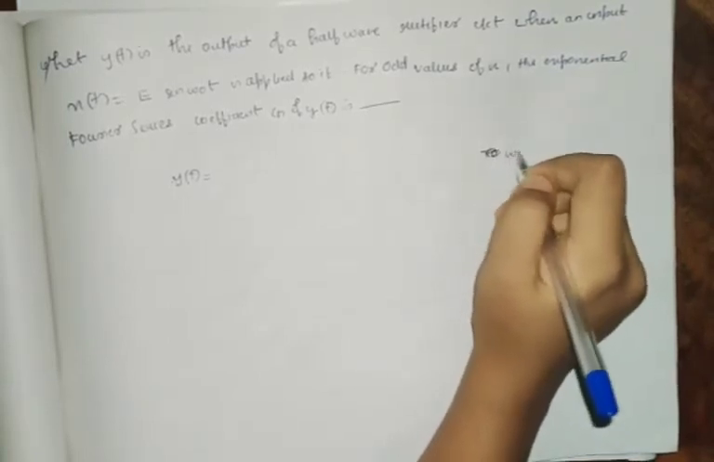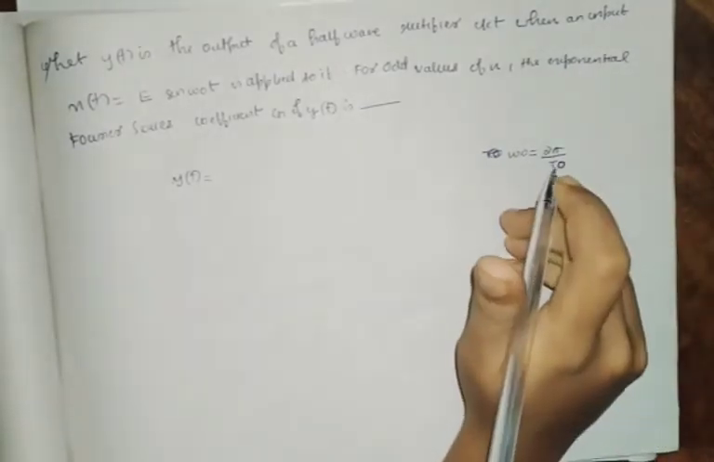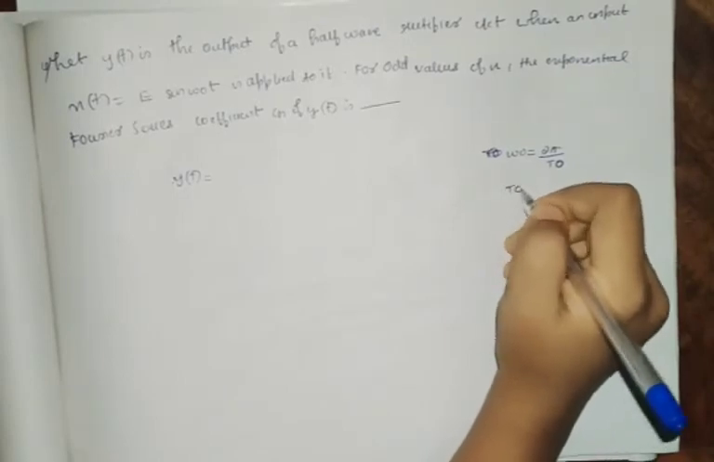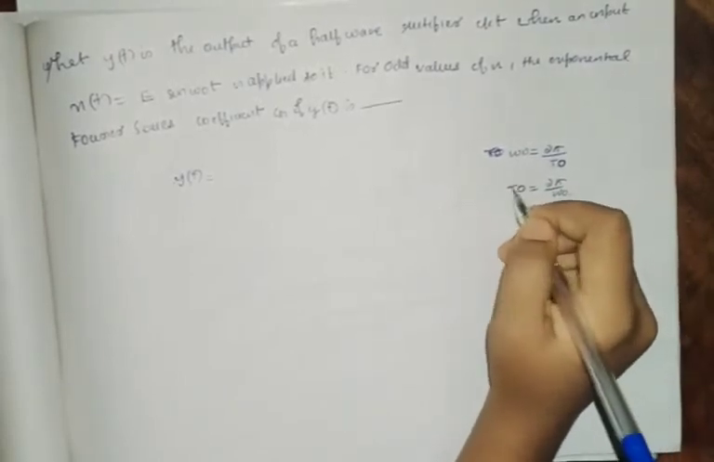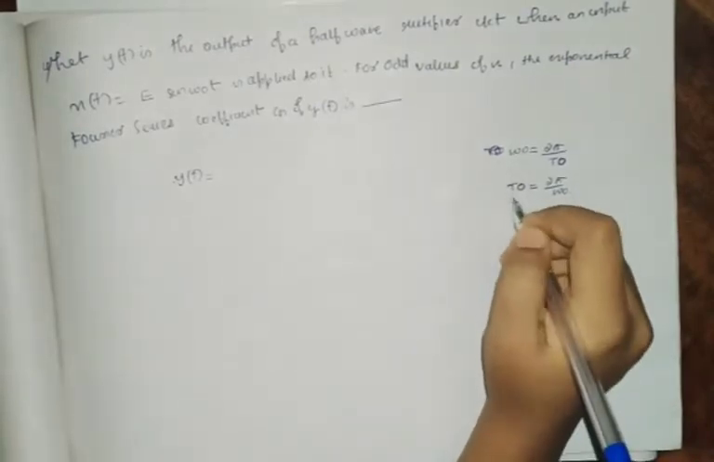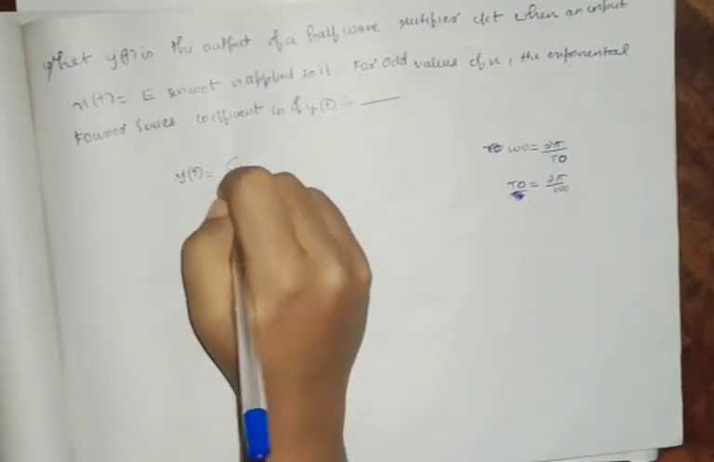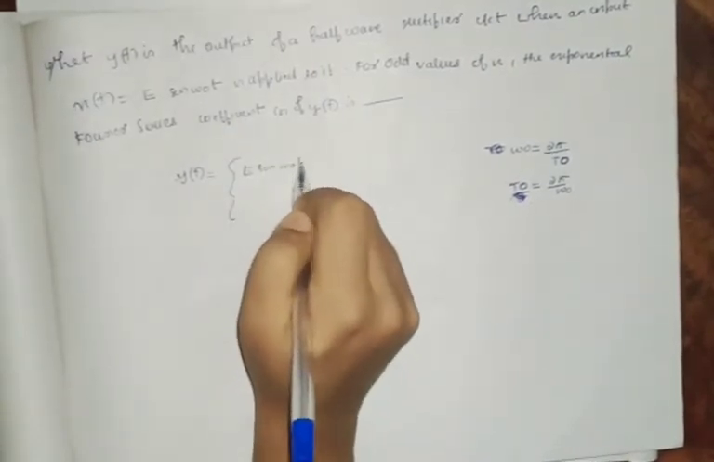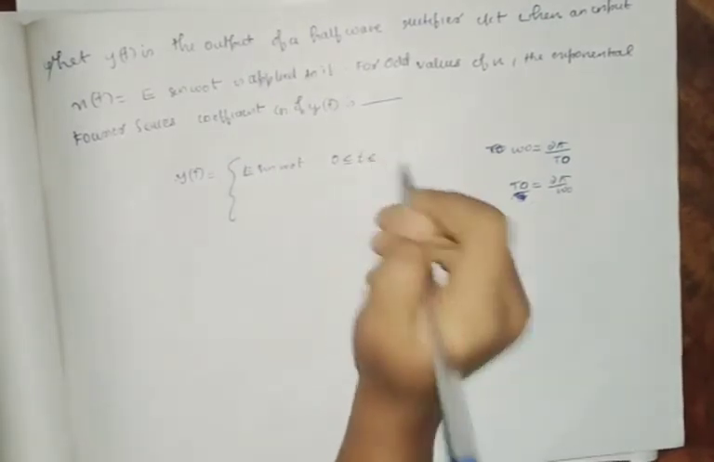T0. We know that omega 0 is equal to 2 pi by T0. And if we take T, we will get 2 pi by omega 0. And this will be working for T0 by 2, half of the period. So I can write E sine omega 0 t is coming for half of the period.